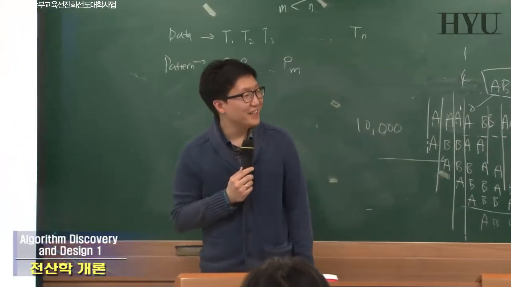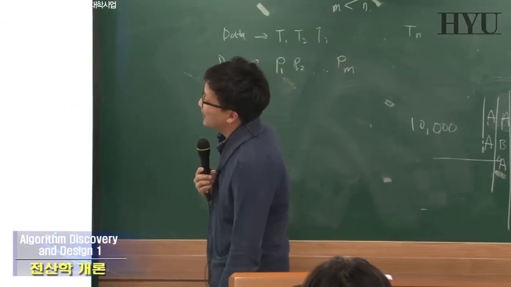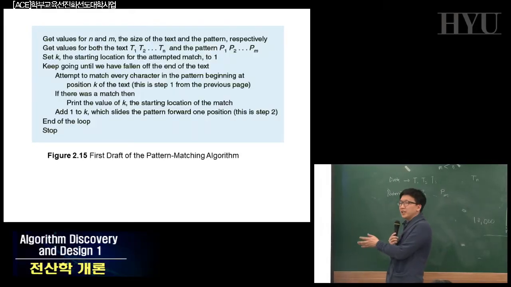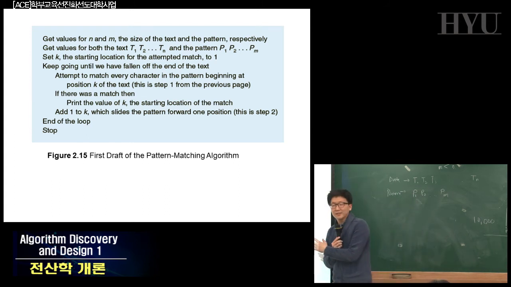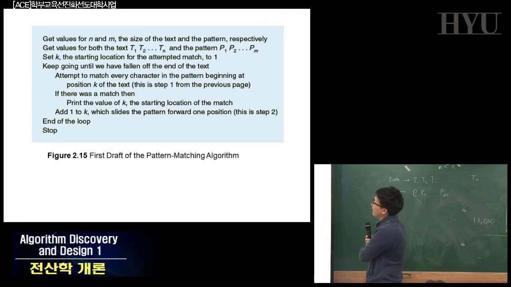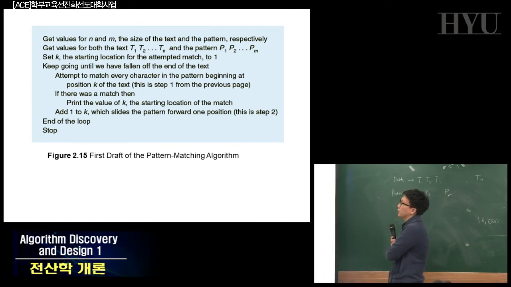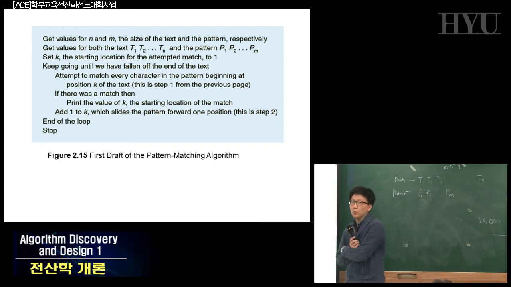So what I just said simply describes it. It's a bit wordy. I would still call it a pseudocode, but I'm sure you can make it a bit simpler like this. Get the value of n and m, the size of text and pattern respectively. Get the value of both text t1 and p1 till m and n. Set k, starting location of attempted match, to 1.